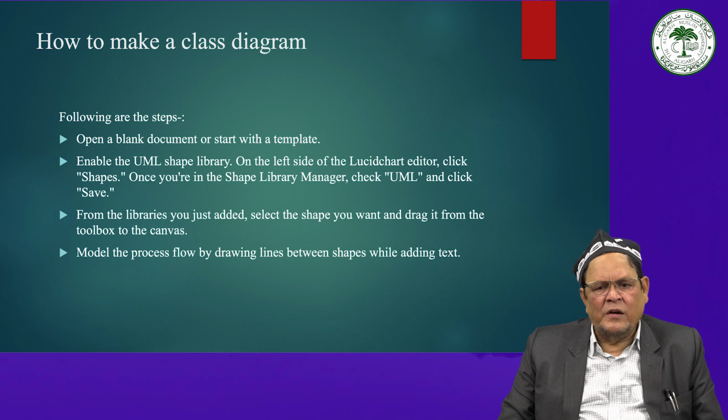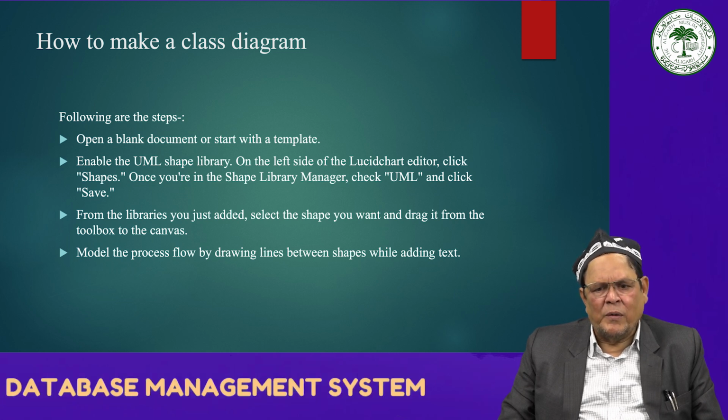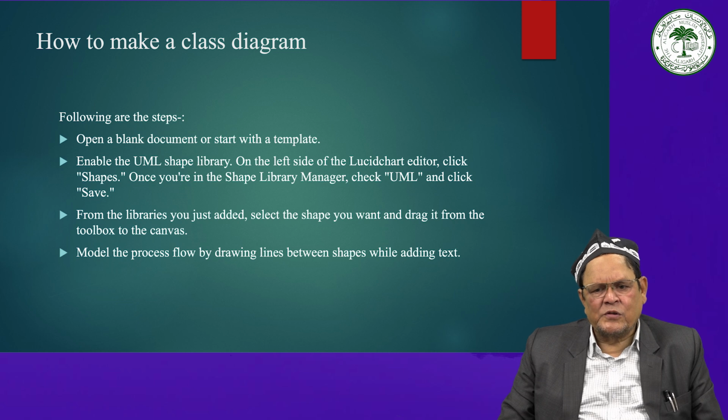On the left side of the Lucidchart editor, click Shapes. Once you are in the Shape Library Manager, click UML and click Save. From the libraries you just added, select the shape you want and drag it from the toolbox to the canvas. Model the process flow by drawing lines between shapes while adding text.